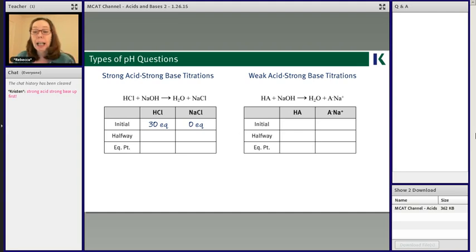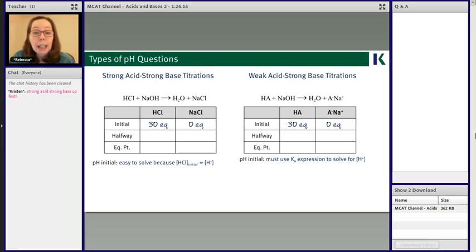If we're working with a weak acid, it's going to be the same thing. We're going to start with 30 equivalents of the acid, none of the salt. Now in this case we're writing out HA because most of our weak acids have big long names. So we'll just call it A for the acid part. H is for the proton that's going to pop on and off. But the same thing is there. We've got just the acid, just the H+.